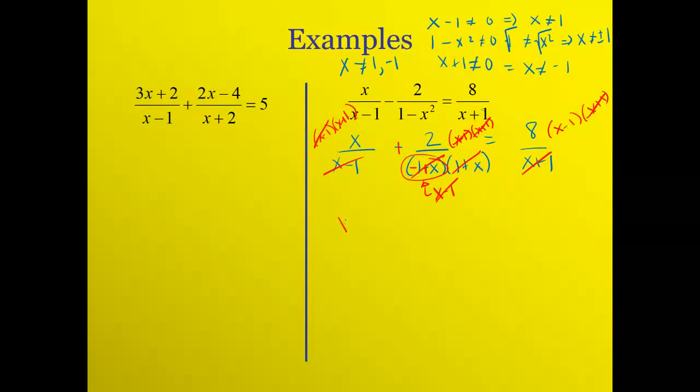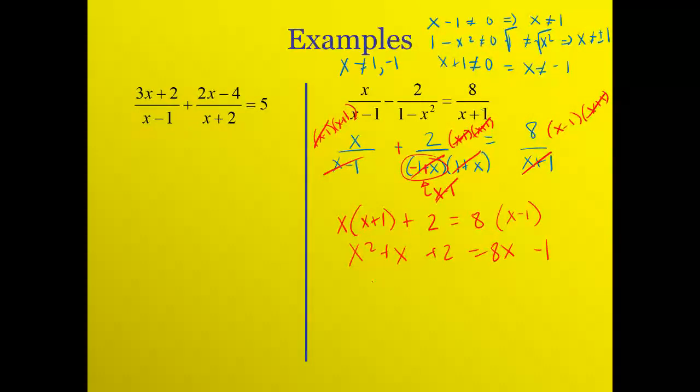On the very left fraction, I have x times x plus 1 plus 2, right? That's now a plus because I factored out a negative 1. Just a 2, right? Equals 8 times x minus 1. All right, so I've got x squared plus x plus 2 equals 8x minus 1. Let's go ahead and put everything on one side. I've got x squared minus 7x plus 3 equals 0.